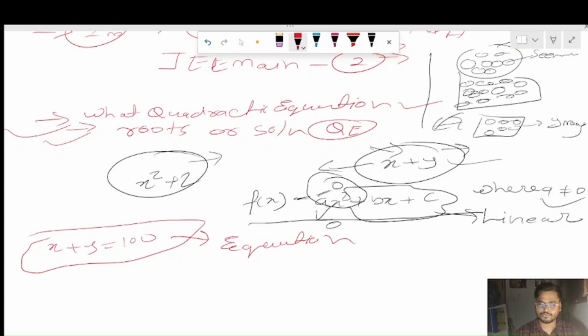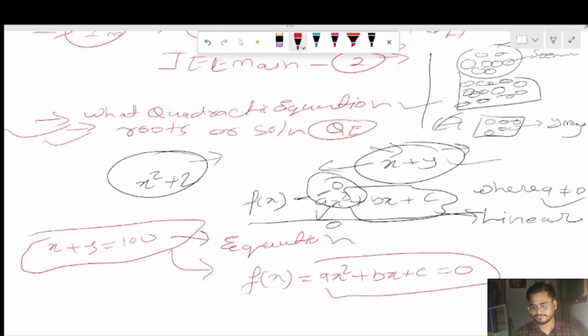And what are quadratic equations? As we know, the standard expression of the quadratic is ax square plus bx plus c. And when we equate it to a constant like 0, then this will become a quadratic equation, right? So you guys getting what is the quadratic expression and what is the quadratic equation?